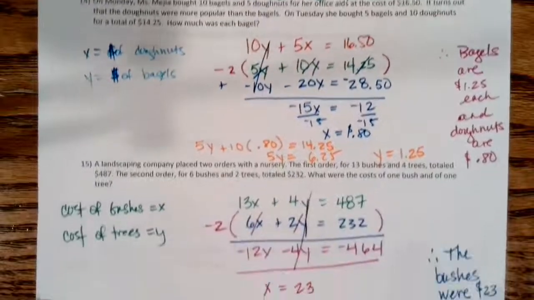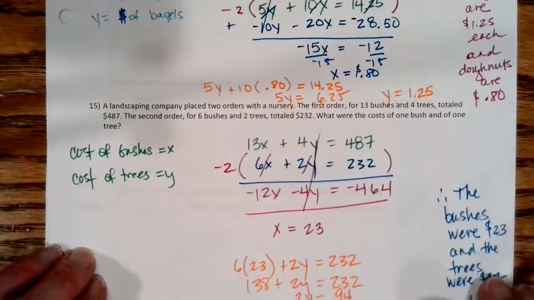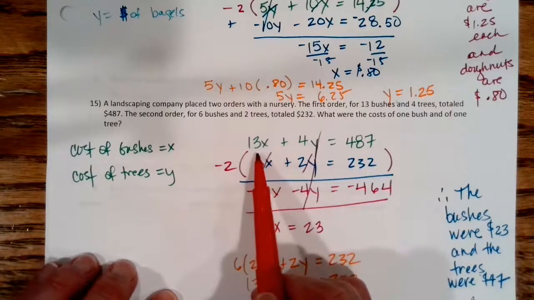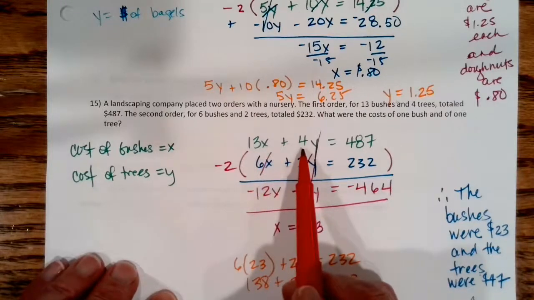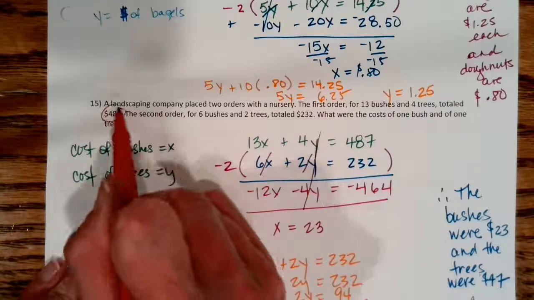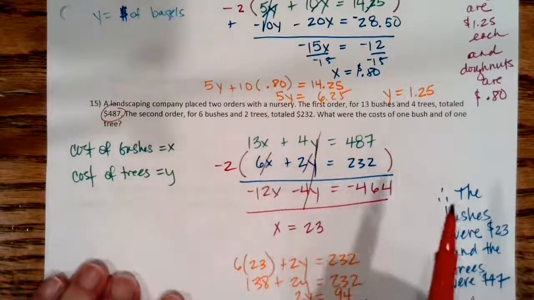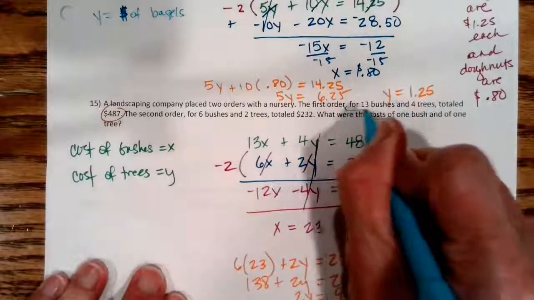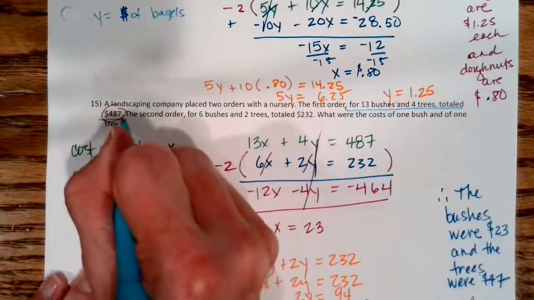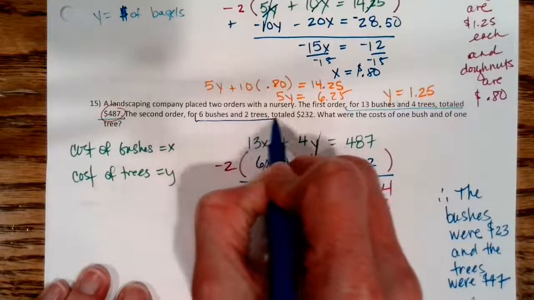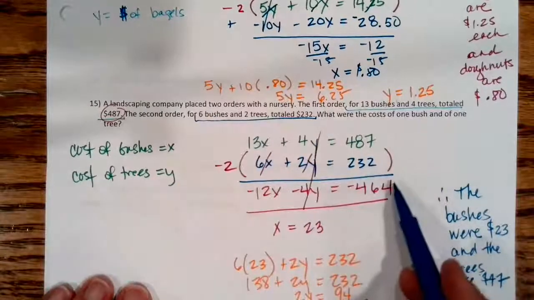All right, let's talk about the landscaping company. I'm buying bushes and trees. 13 bushes at some cost, plus 4 trees at some cost, cost me that much money. Here it is. Remember, when you read these, you're looking for 2 number sentences. So my 13 bushes, 4 trees, 487, first sentence. My second sentence has 6 bushes, 2 trees, and $232.